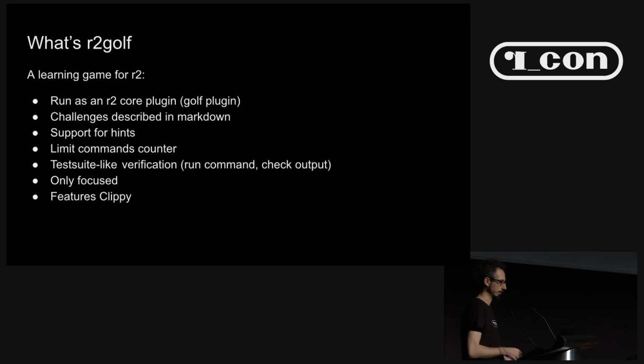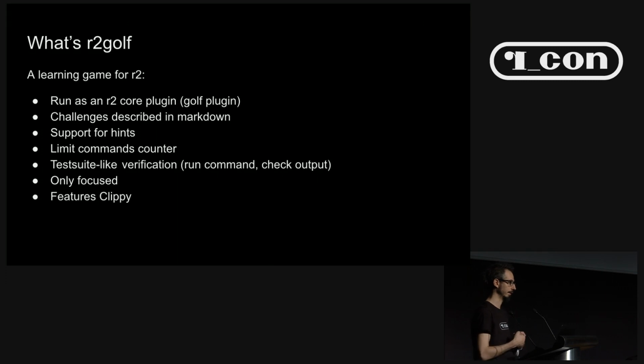There is one callback, which takes the event of which kind of element is found in the Markdown file. It takes the title, if it's a list, the contents of the body, etc. And this is used for loading all the information of the challenge in memory for the plugin. It supports hints too. There is a test suite-like verification. It means that every time you type a command, it will execute one command and compare the output.